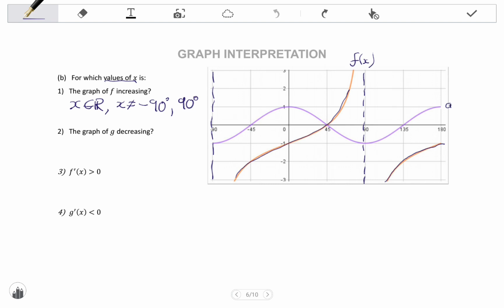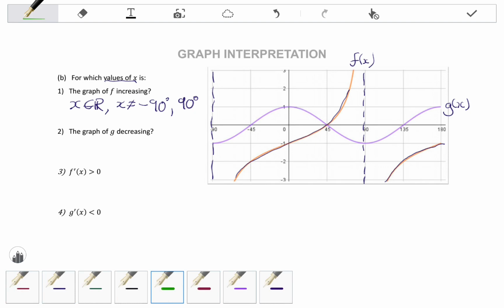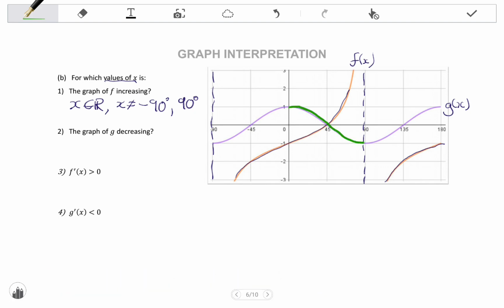Remember that this is the graph of g of x, and the graph is decreasing where it is going down as we go from left to right. So the parts of the graph that are decreasing are this part only, okay? So we need to answer in terms of the x-coordinates, so we draw vertical lines down to see where the x values are, okay? And they range from 0 to 90 degrees.